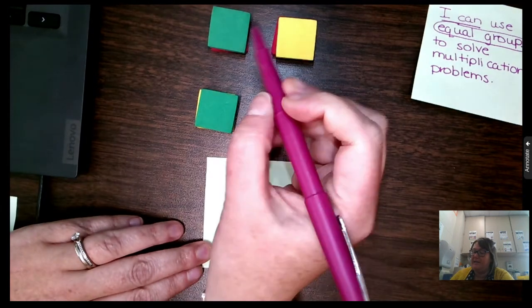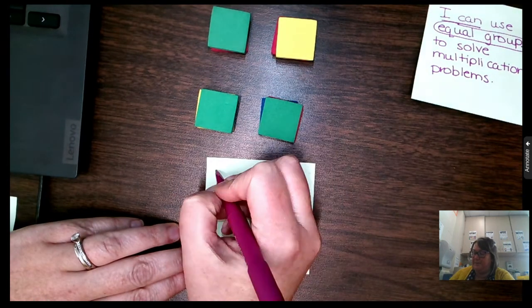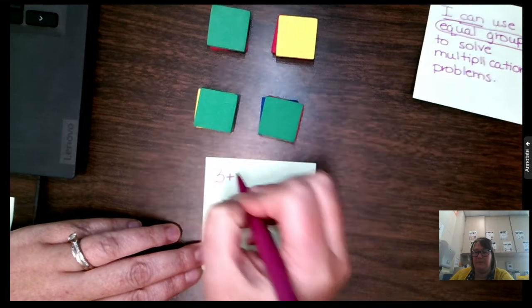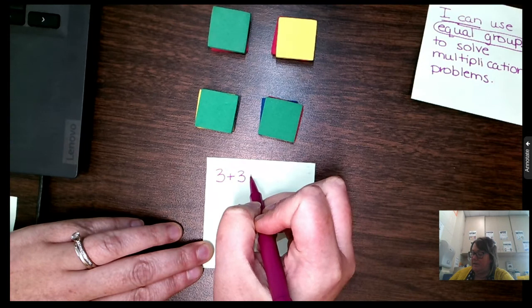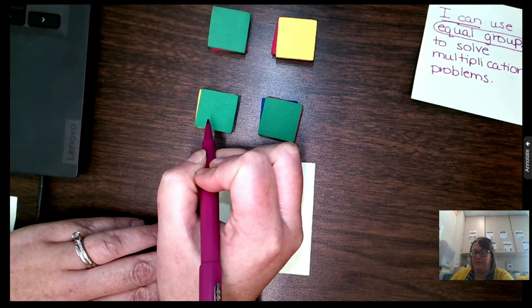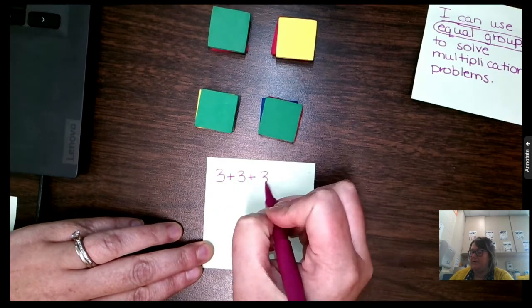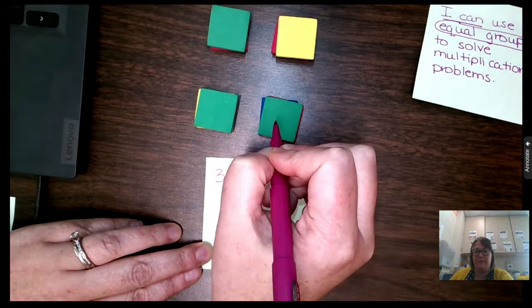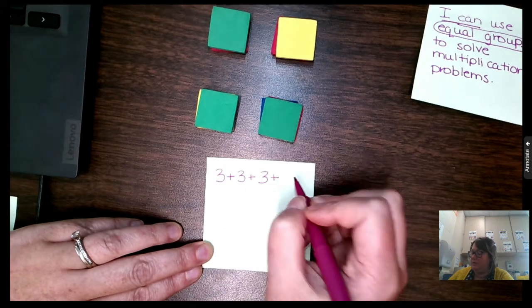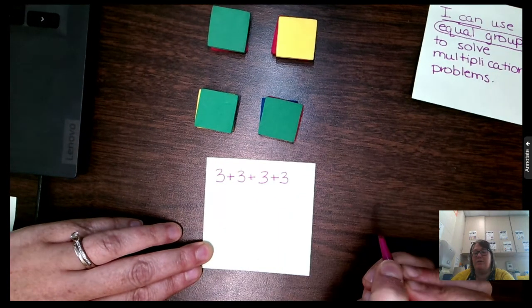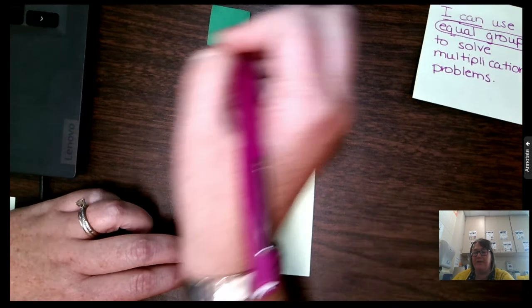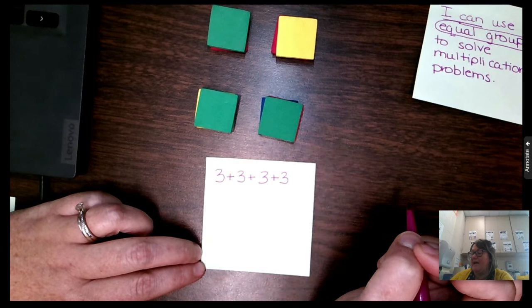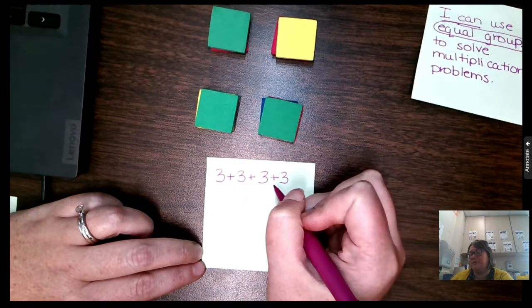There's 3 in each group. So there's 3 there, plus 3 in this group right there. Plus another 3, plus 3 in that group right there. Plus another 3, plus 3 in that group right there. So there's another 3. To write a repeated addition sentence for my little picture that I have here with my tiles, my counters, I have 3 plus 3 plus 3 plus 3.